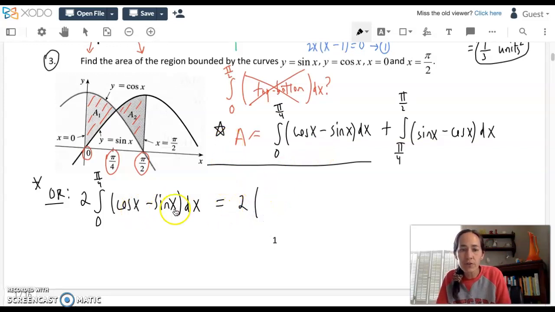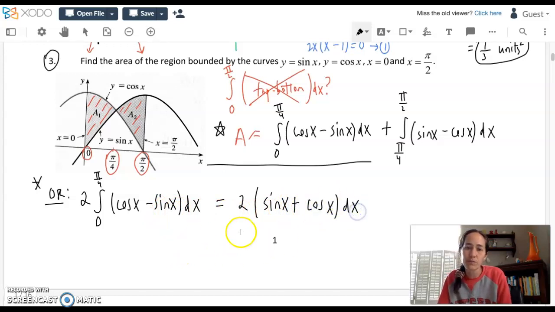We need the integral of cosine of x. So a function whose derivative is cosine, that would be sine. So we'll say sine of x. Minus the integral of sine of x, which is actually negative cosine. Let's change this into a plus sign. Minus negative cosine, plus cosine of x. And actually we just took the integral, so I'll get rid of the dx. Instead, evaluate from 0 to pi over 4.